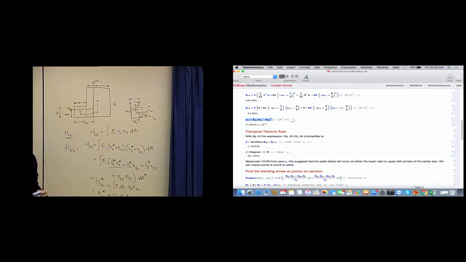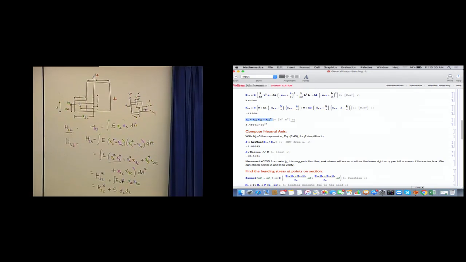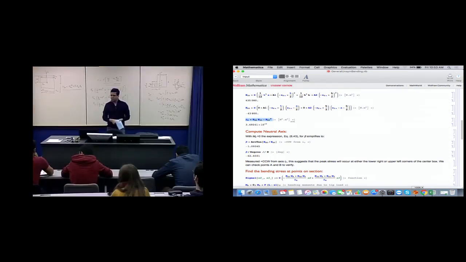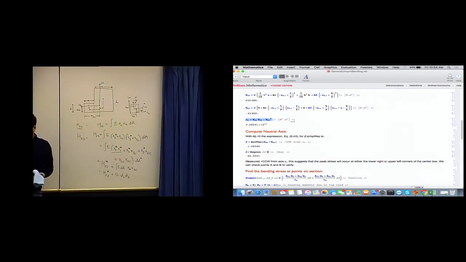Usually H23 star will be 0, right? Is that true? Because there's symmetry around each individual shape. Yeah. So H23 star for this subsection is going to be 0. And then there will be a non-zero term.